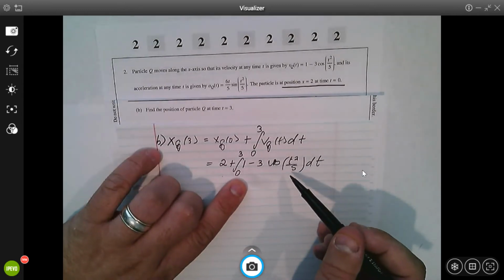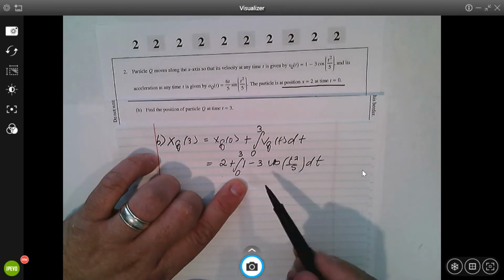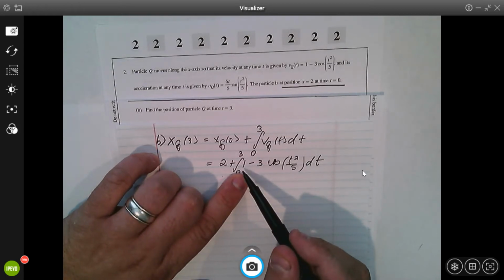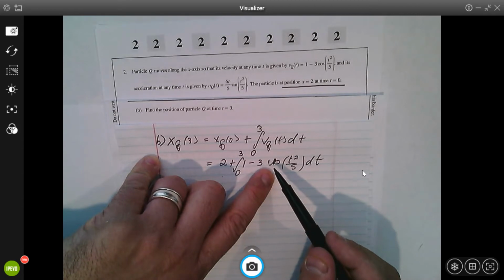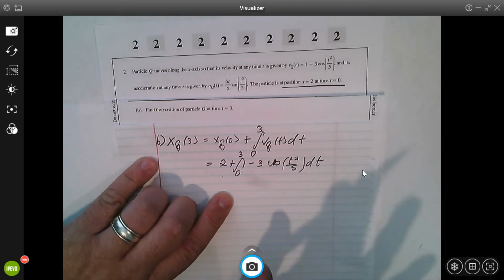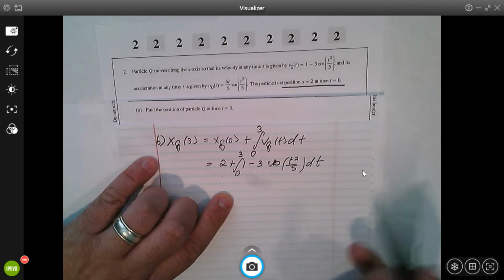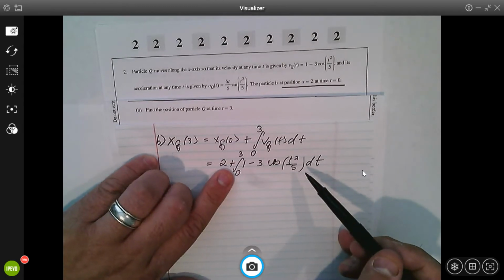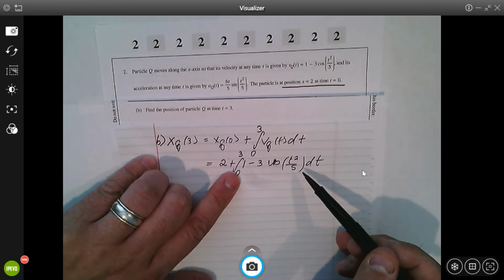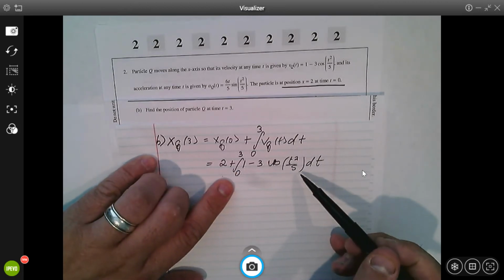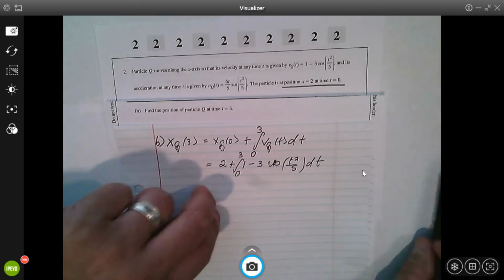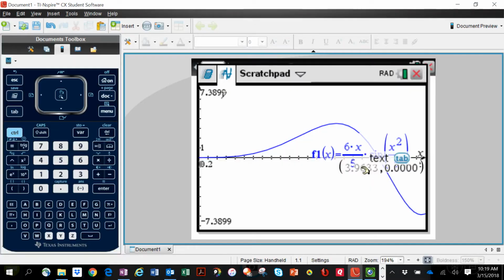Now, before you get too far ahead of yourself here, you might start thinking, oh, well, I know how to integrate this part, and the integral of negative cosine is going to be negative sine. This is calculator active. I don't want to waste time trying to integrate this, because quite honestly, AB students are not going to be able to integrate this correctly because of the t squared. All we're going to do is type this in the calculator. So let's switch back to the calculator.